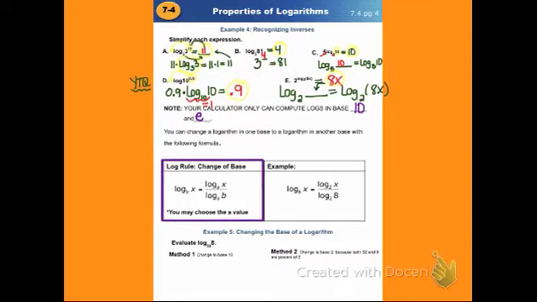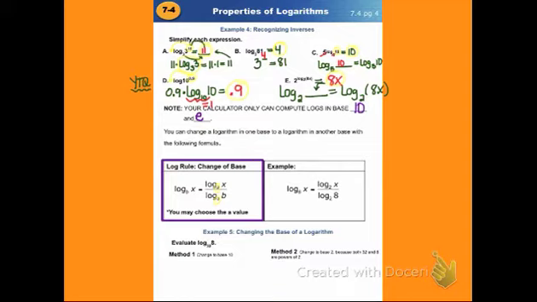So what the change of base property says is this. The log base b of x is equal to the log base a of x over the log base a of b, where a can be any value that you want. This base that we change to, we can pick anything that we want. So that's what a represents. You may choose any value that you want the base to be.